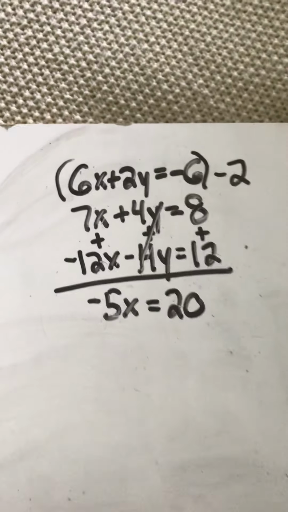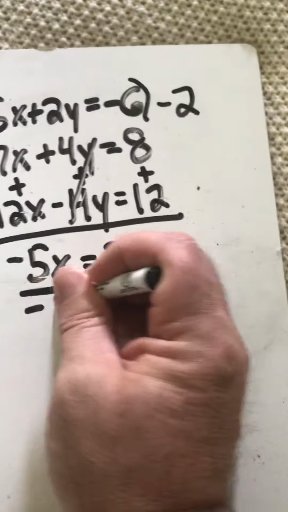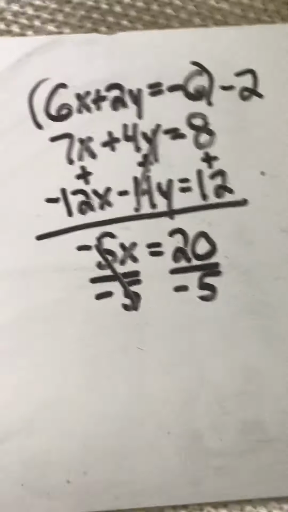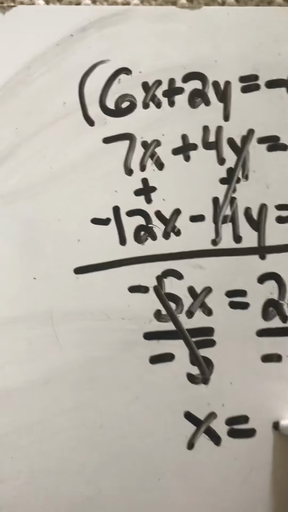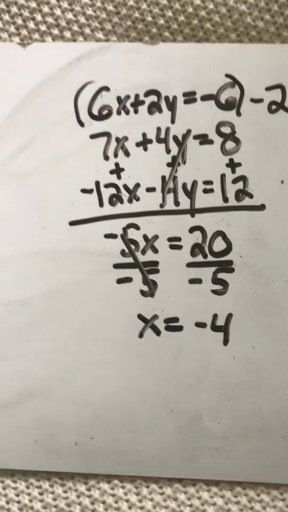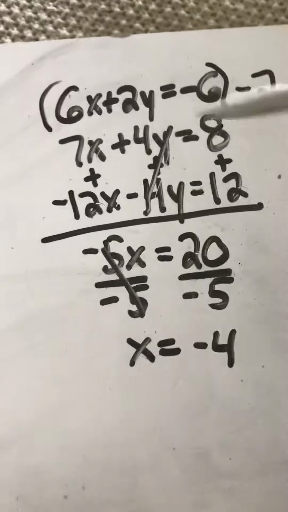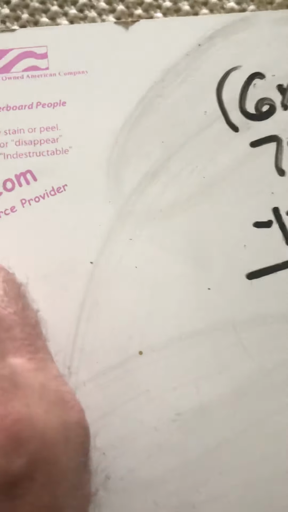And we're going to get our x variable. Remember, do the inverse operation, divide by negative 5. That disappears because negative 5 divided by negative 5 is 1. So x equals negative 4. So we have our first part for the system. And I'm going to put the negative 4 right there and solve for my y variable.